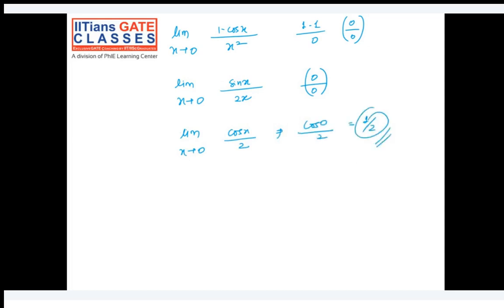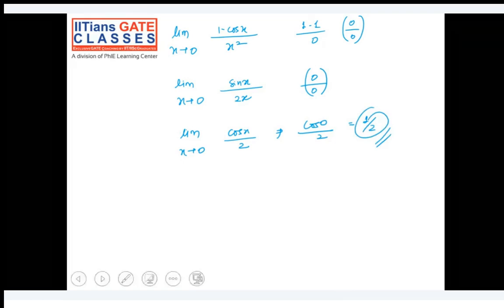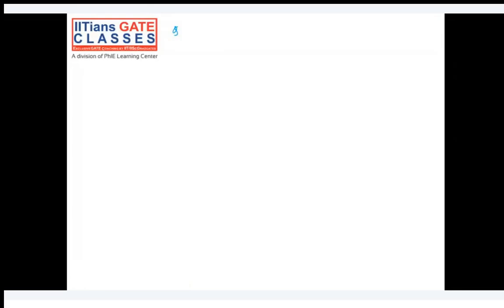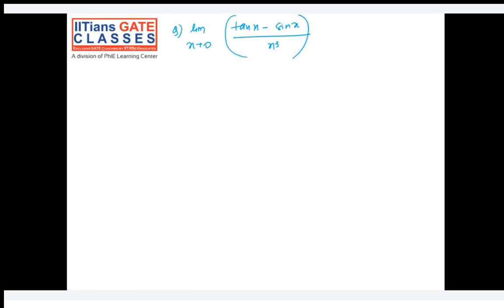Okay. We'll solve one more question. Limit x tends to 0, tan x minus sin x divided by x cube. Hint here is whenever you come across a problem in which apart from sine and cosine terms there are tan, cot, sec, cosec, better to convert them into sine and cosine. Then things will be simpler. Okay, so use that hint in order to solve this question. Convert this tan into sin by cos.